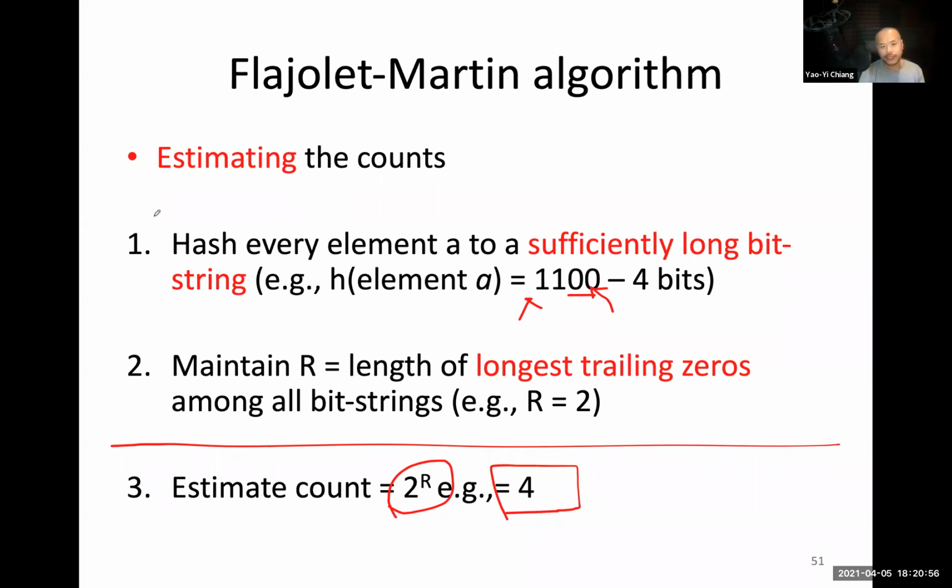All right, let me do this again. You want to estimate the number of unique items you have seen so far. Every element, you convert it to a string like this. You read from the right, you see how many zeros you have. In this case, you have 2, you just set it to 2. When a new element comes, you hash it again into the string. And if you have more zeros from the right, you just update this number to 3. If you don't, you just keep 2.